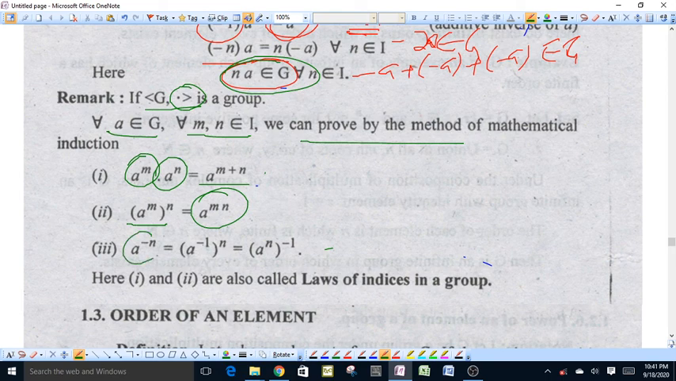And a raised to power minus n, which can be written as a raised to power minus 1 raised to power n, is equal to a raised to power n raised to power minus 1. These are some laws known as laws of indices in a group.